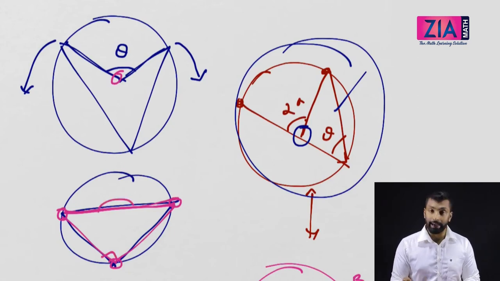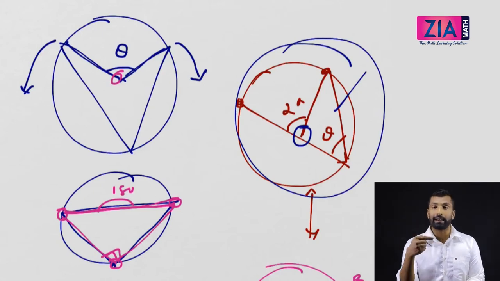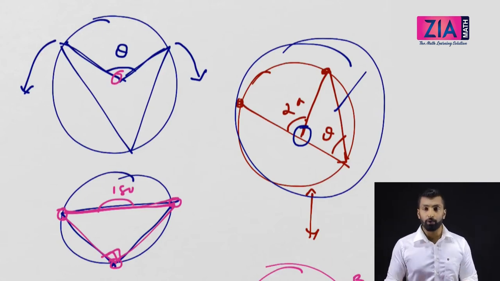And this we know is 180 only because there is a straight line. So that is the ratio, theta and 2 theta, 90 and 180. And that's how you can prove this.